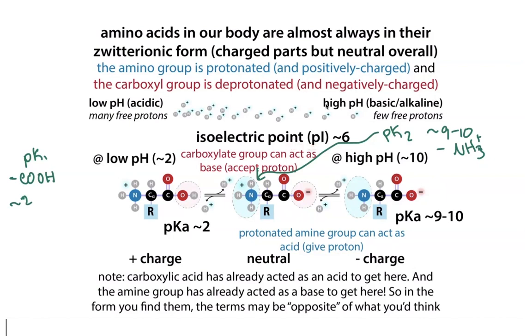If you only have two pKa groups, then the pI is simply the average of the two. Things get more complicated if you have multiple groups, but if you just have two, it's just going to be the average of them.